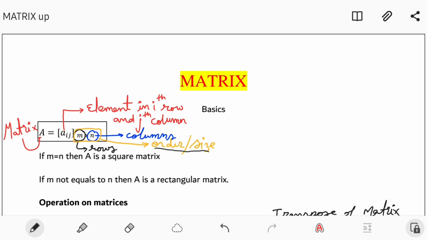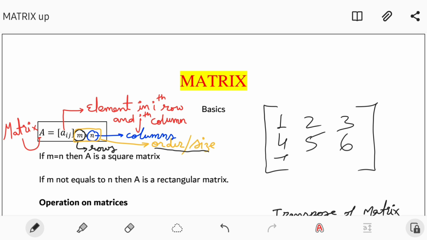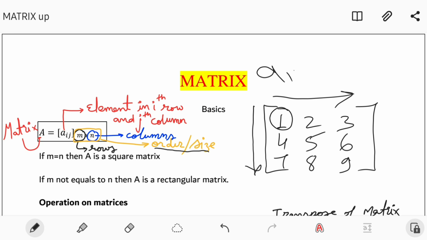For example, we have a matrix like this. I can write the numbers 1, 2, 3, 4, 5, 6, 7, 8, 9. Here, this is considered a row and this is considered a column. This is the first element, which is known as A11. This is the second element of the first row, which is known as A12, and here it is A13, like this.